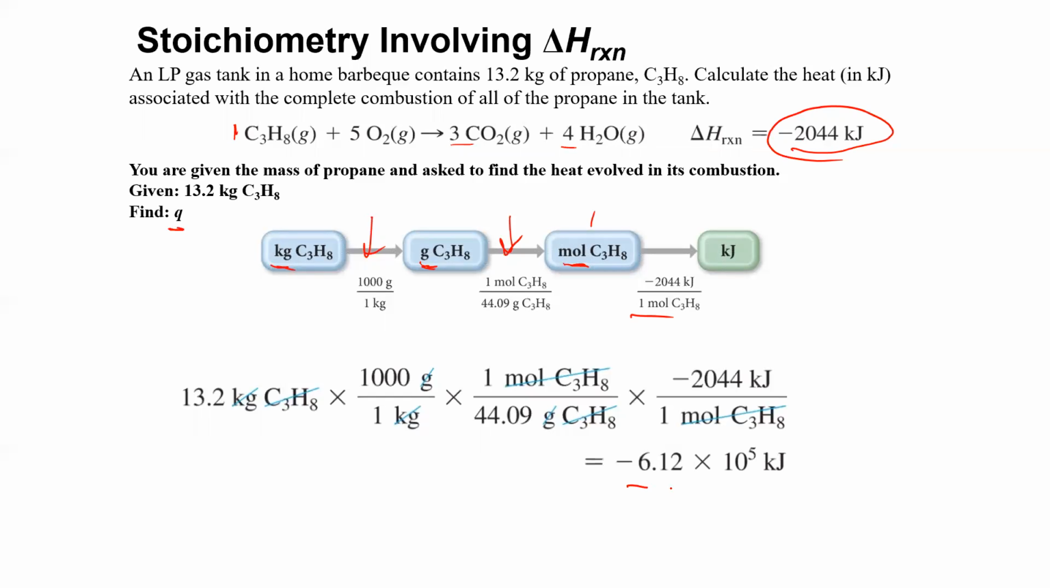We'll get 6.12 times 10 to the 5th kilojoules. And we see the negative sign. You have to make sure you have that negative sign that's provided in the enthalpy of reaction to show the direction of the heat flow or the heat transfer. So this is showing that the heat is transferring from the system to the surroundings. Heat is being released. It's negative, it's exothermic. So the reaction is producing heat and the surroundings are getting warmed up as a result. We see that the units of kilograms cancel, grams from the molar mass, and moles, and I'm left with kilojoules.